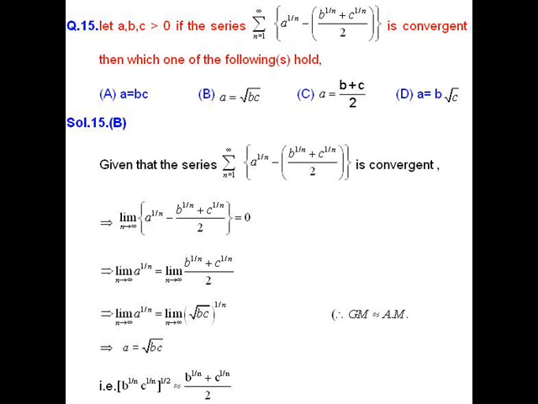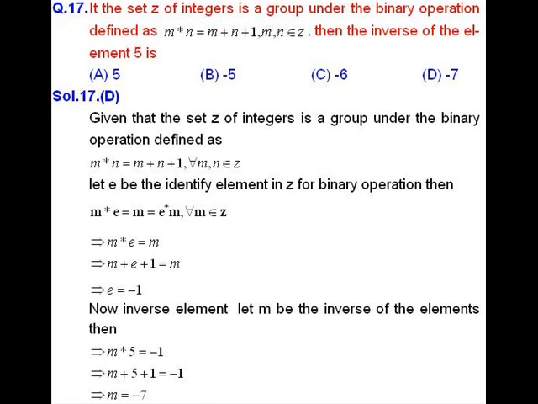So we can write limit n tending to infinity a to the power 1 by n is equal to limit n tending to infinity (square root of bc) to the power 1 by n. So here we have two terms with the same limits. In fact, we have a equal to square root of bc. So our option B is correct.